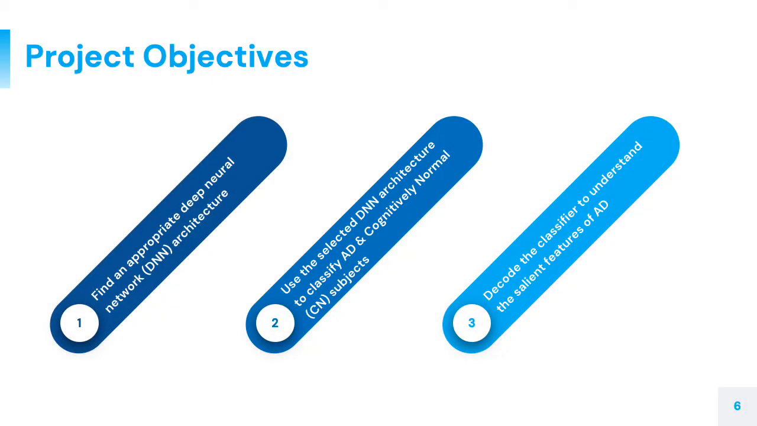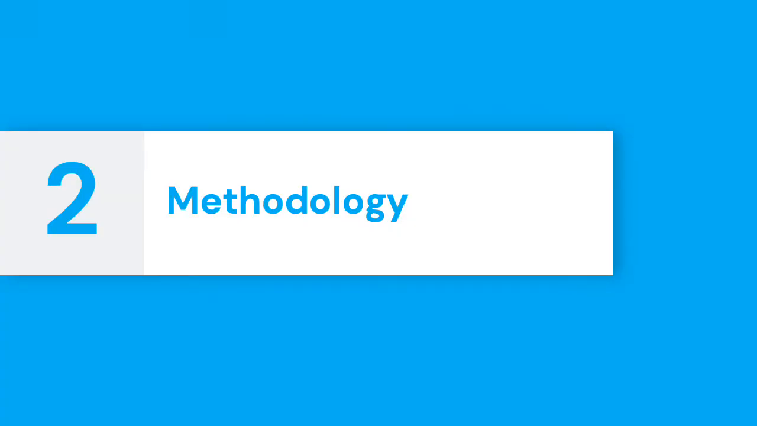This project aims to find the most appropriate deep neural network architecture for classifying AD and cognitively normal subjects, train the selected model, and finally decode the trained classifier to further our understanding of AD by studying its salient features. Next, I'll be talking about the methodology used.